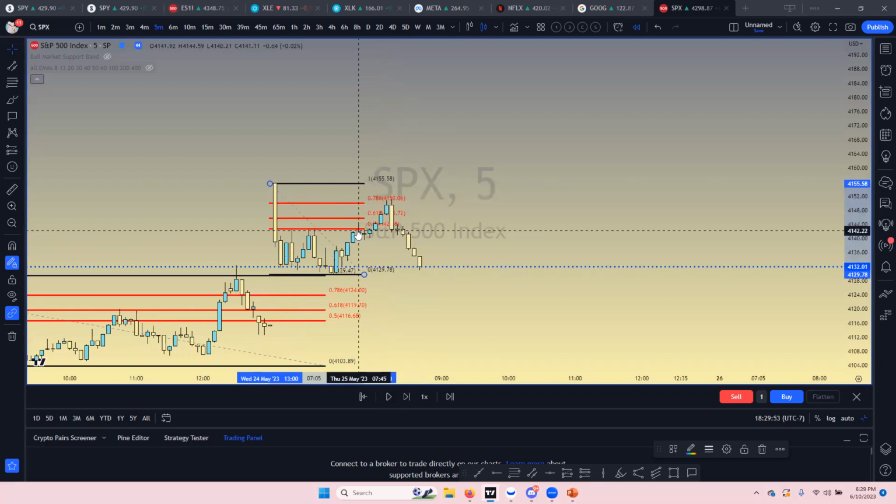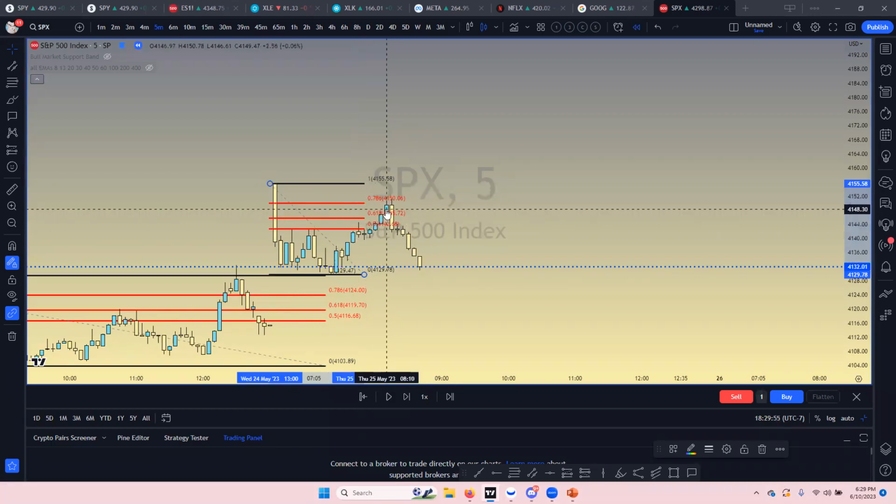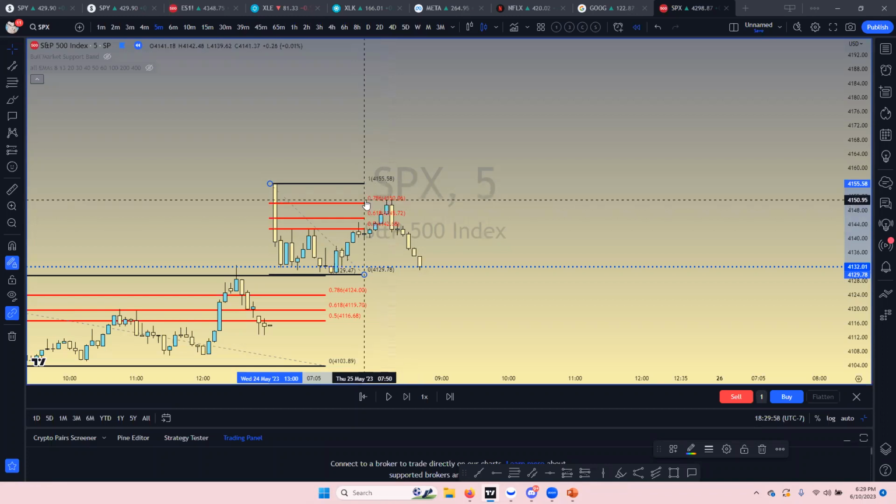This is a good entry. You would have to sit through the pullback and just trust that it's not going to break the 0.786 or the swing high. But the best entry ends up being the 0.786, right?